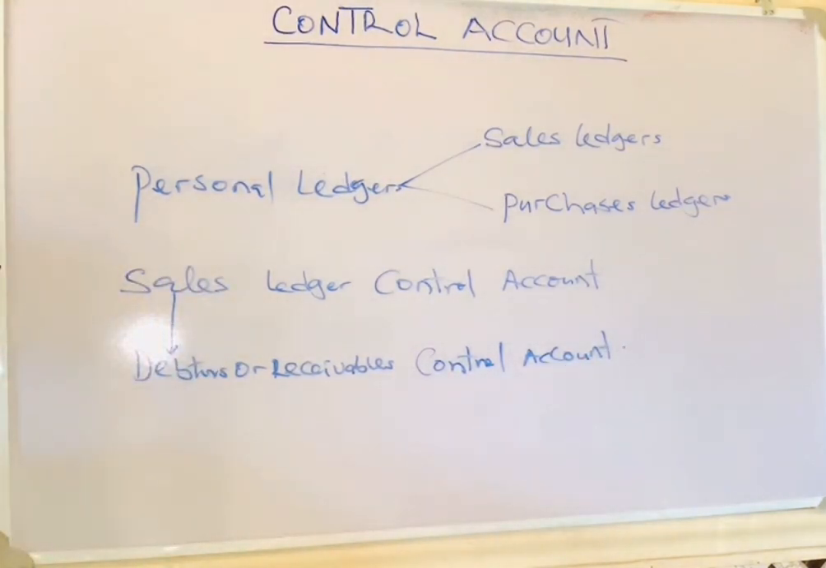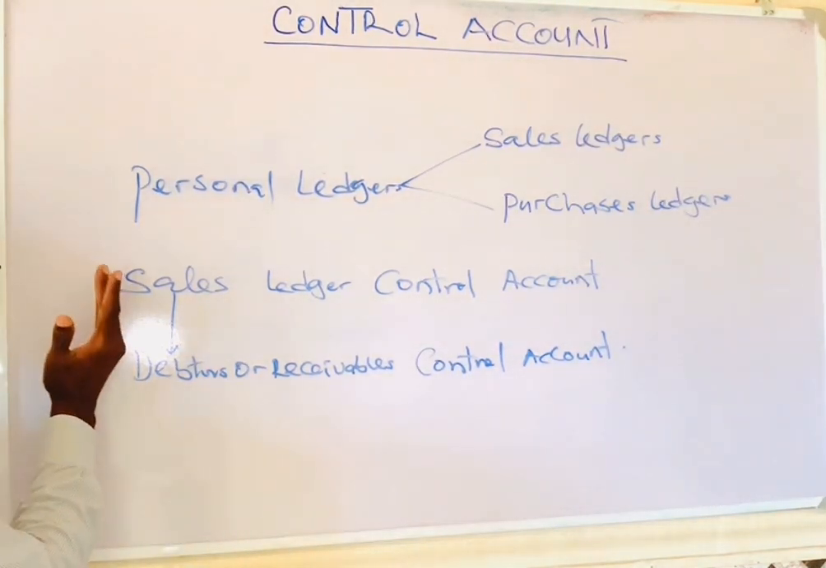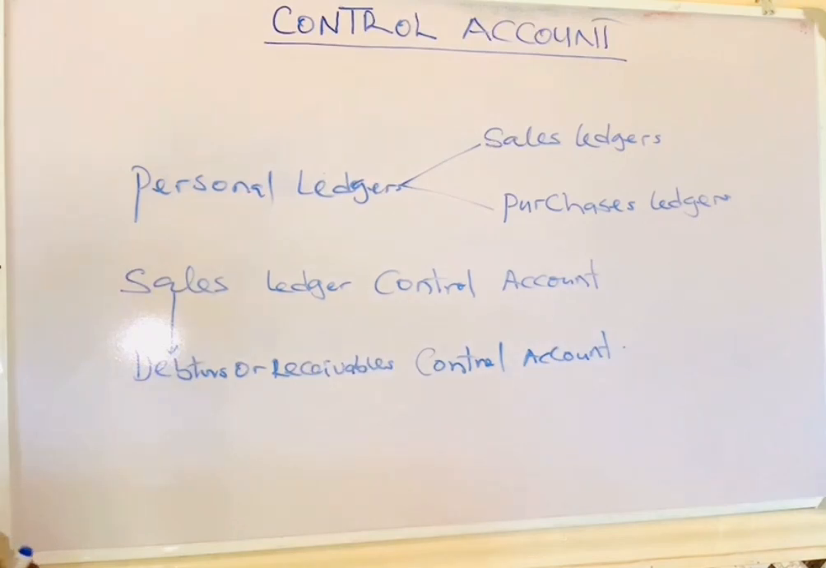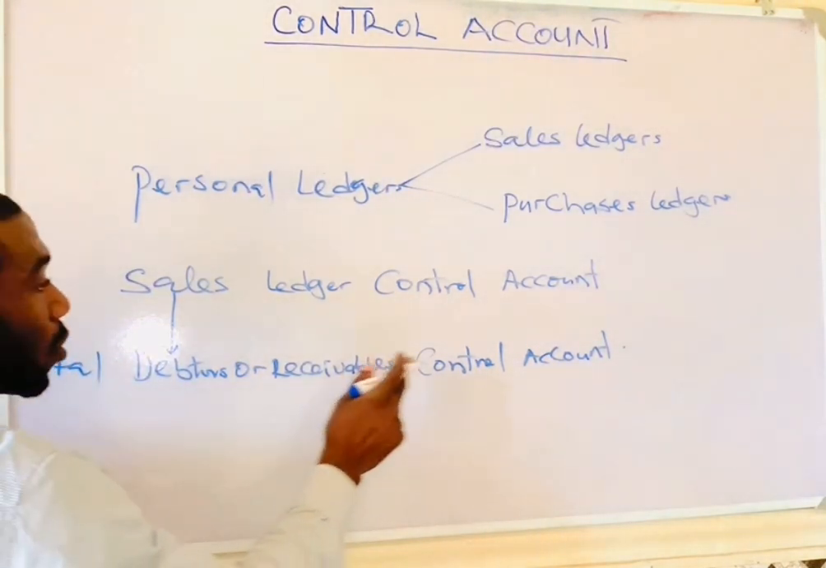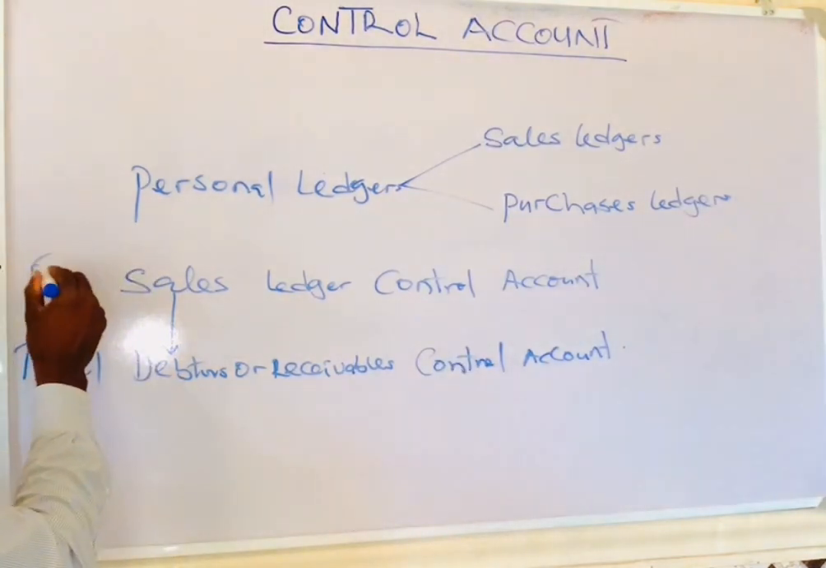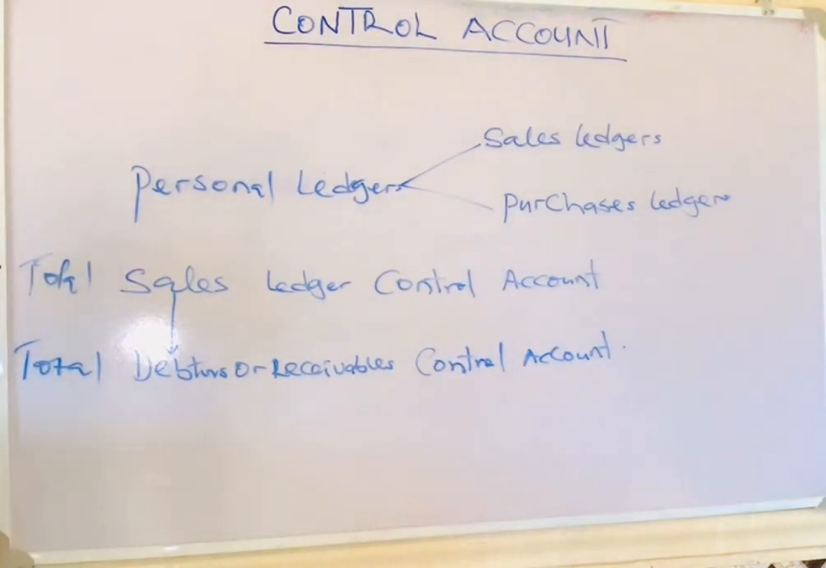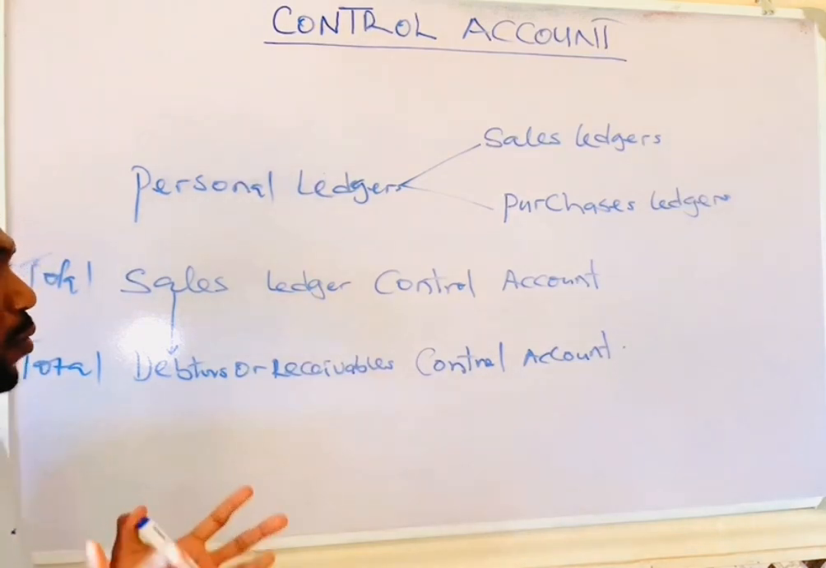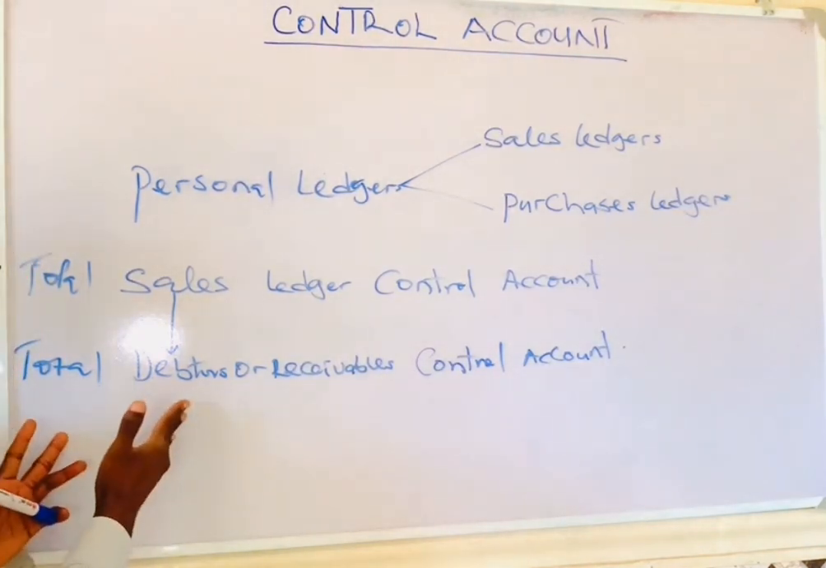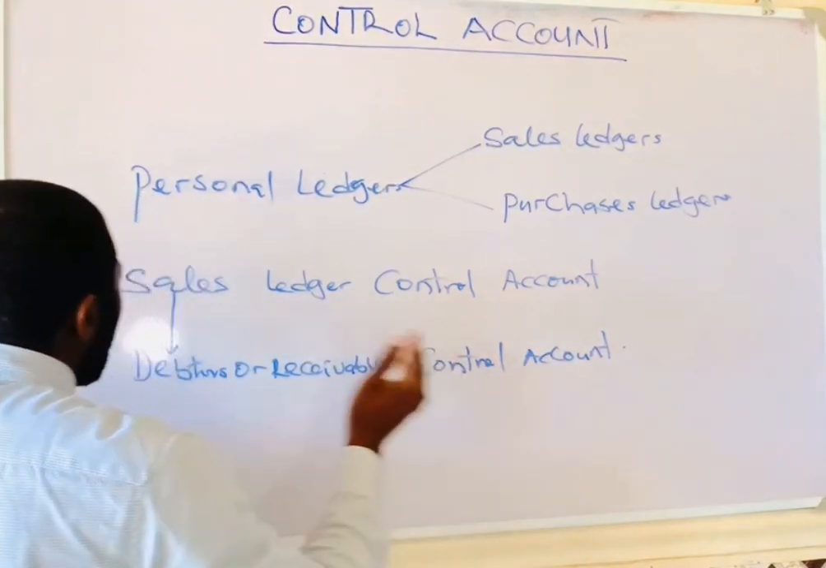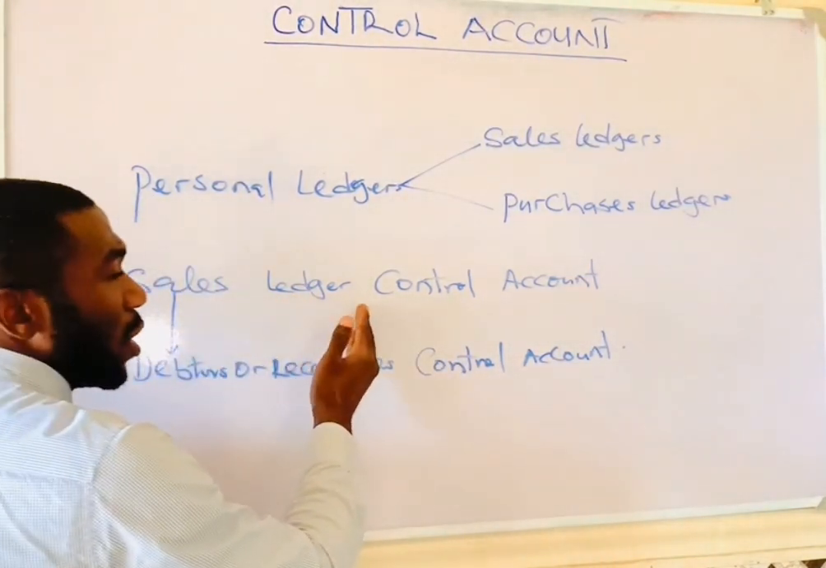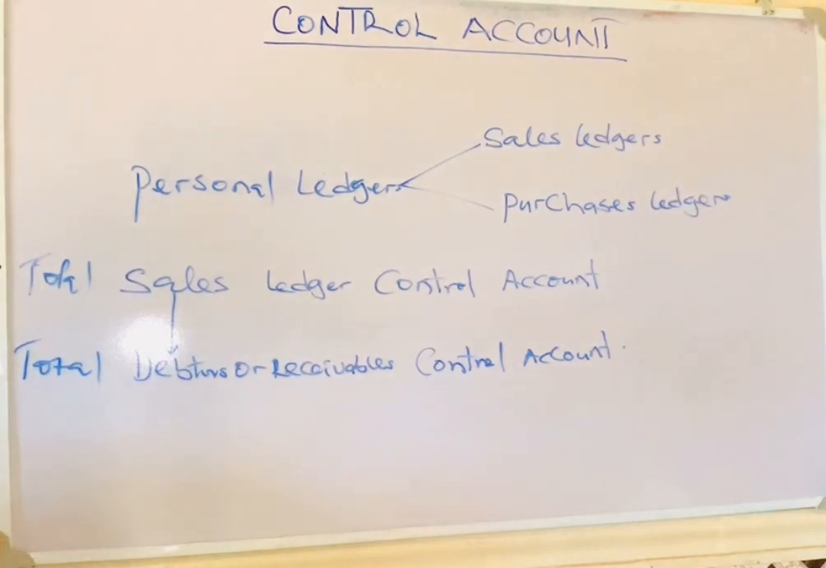Simple as that. Since a control account is for us to know the total balance of this particular ledger, the sales ledger, you may have total debtors control account, total receivables control account, or total sales ledger control account. All they are the same.